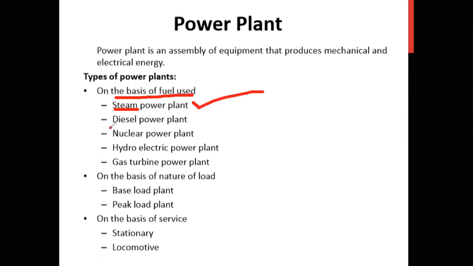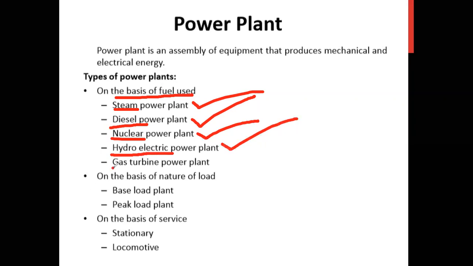If we use diesel oil, that is known as a diesel power plant. If we use uranium, that is known as a nuclear power plant. If we use water, that is known as a hydroelectric power plant. And if we use hot gas, that is known as a gas turbine power plant. So this is the classification on the basis of fuel, that is, which fuel we use.